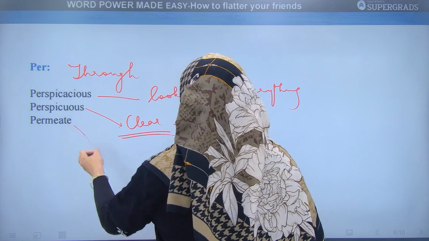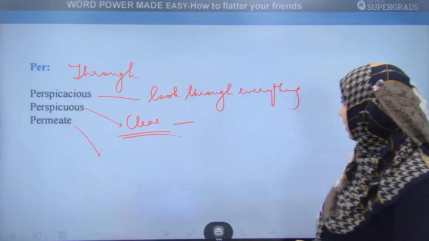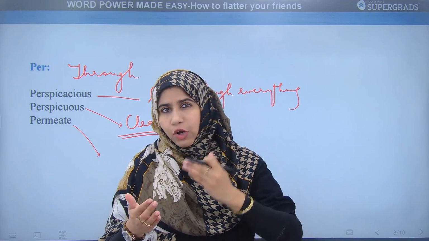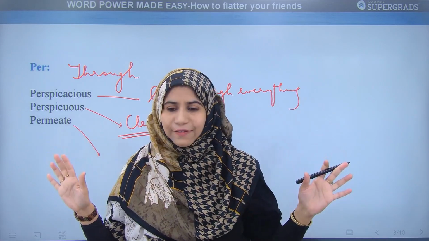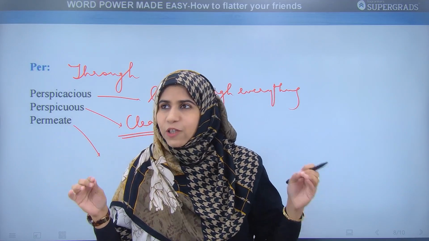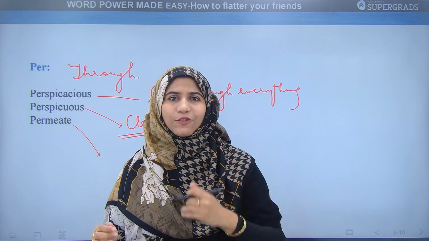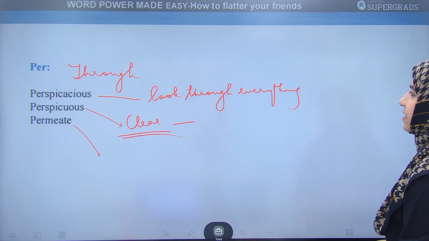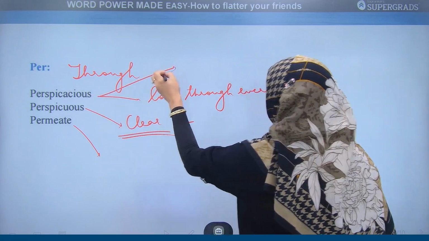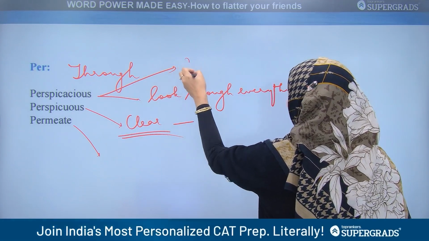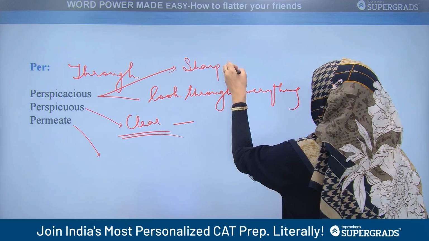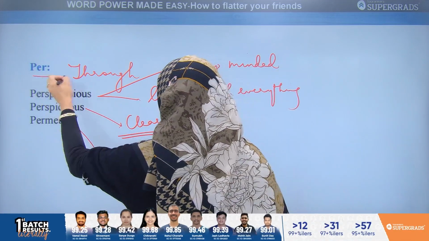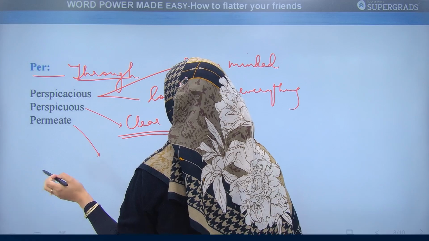And to be precise, through से क्या कनेक्शन है? That you can look through it. It is so clear and transparent. Anything which is perspicuous, आर पार देख सकते हो. It is that clear and transparent, right? So this is very clear. Perspicacious means very sharp-minded. The words are clear. I hope their meaning is clear, and the connection with the root per, which means through, is also absolutely clear.